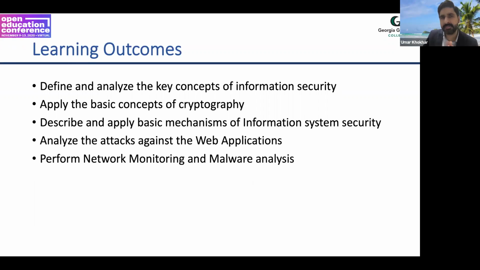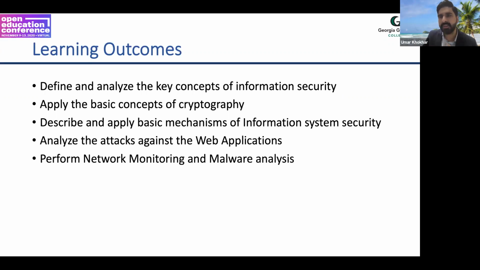The fourth one is the different web application attacks. Web application attacks include cross-site scripting, SQL injection attack, and stuff like that. I'll give you a good idea about how students can have practical hands-on experience with those web application security attacks and vulnerabilities.